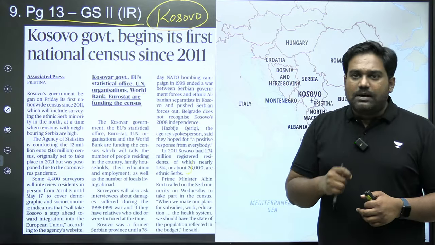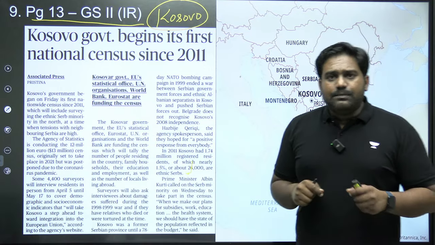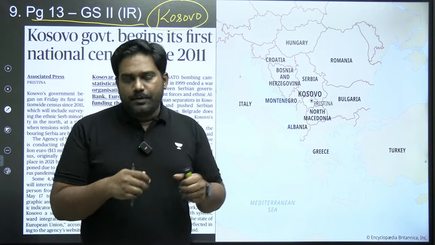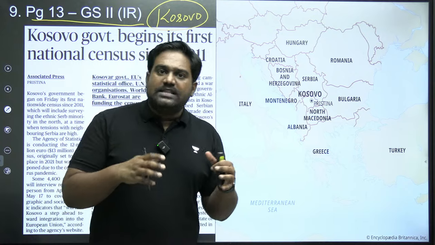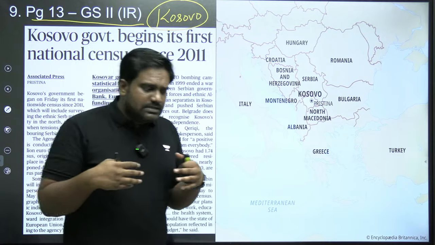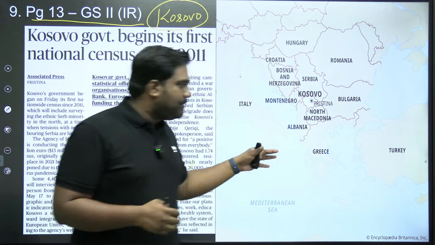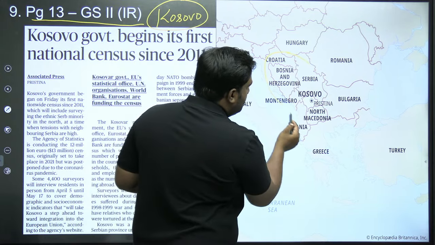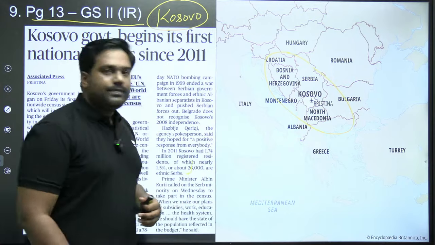So let's quickly talk about this. Kosovo is a breakaway region in the Balkan region of Europe. The Balkan region is where the Balkan mountains are present in southeast Europe. You can see the map here, right? So this essentially is considered as the Balkan region.